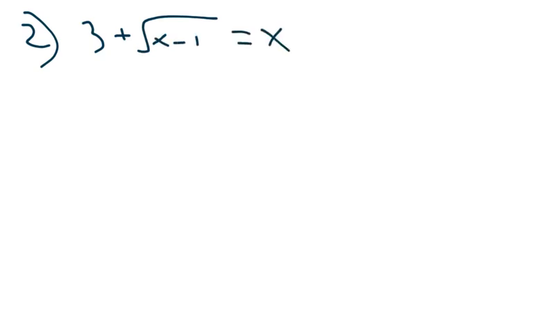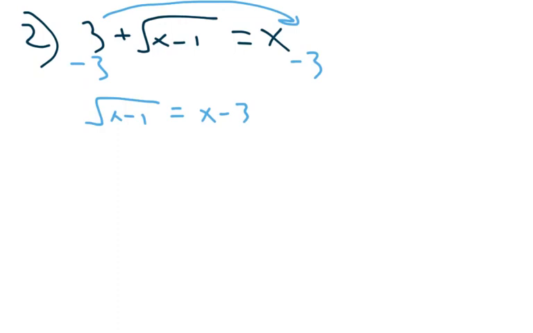We'll do another one. Okay, so this one, we're going to make it a little more complicated. So our second example, we have 3 plus the square root of x minus 1 is equal to x. All right, so first I need to isolate the radical. I need to move my 3 over to the other side. So I got to bump this guy over. When I do that, I'm left with the square root of x minus 1 is equal to x minus 3.